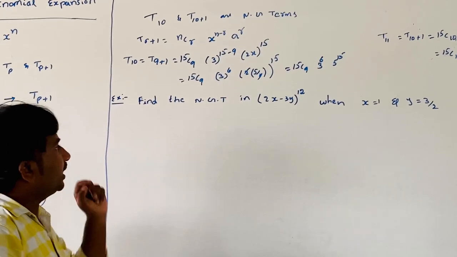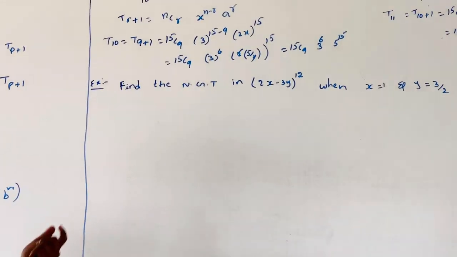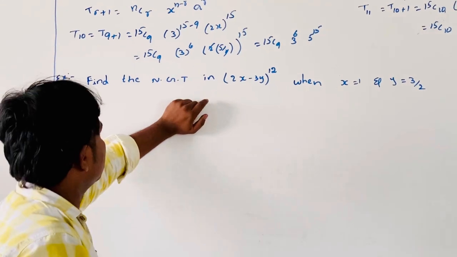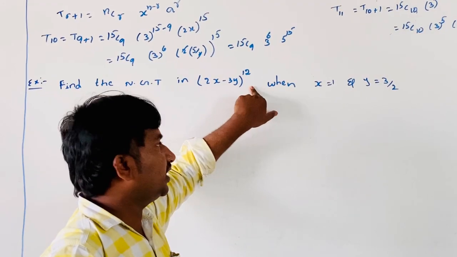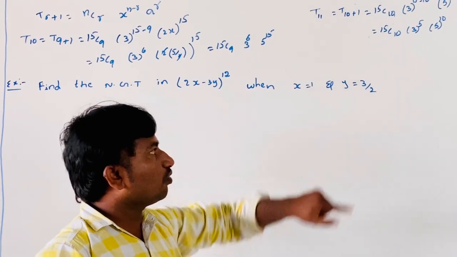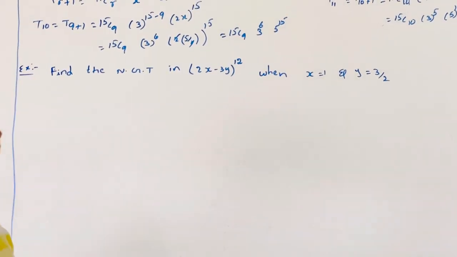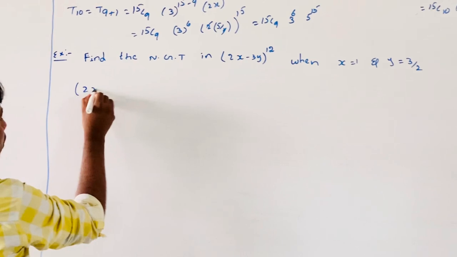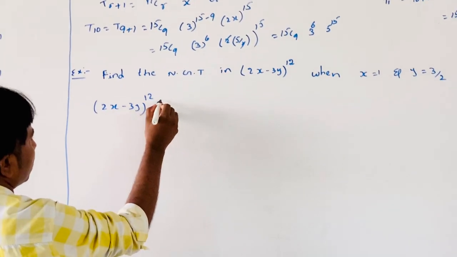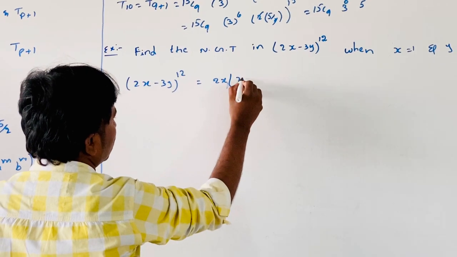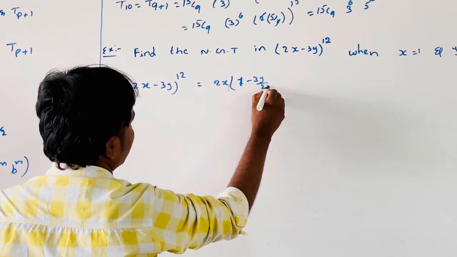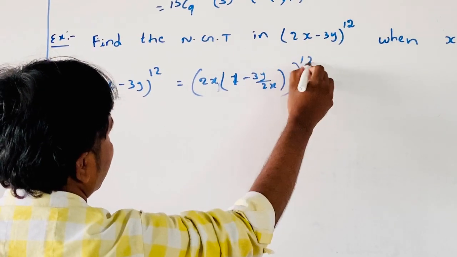Now, let me explain this concept with the help of another example. Find the NGT term in (2x minus 3y) power 15 when x is equal to 1 and y is equal to 3 by 2. Now, (2x minus 3y) power 15. I am taking 2x as common: (2x) power 15 into (1 minus 3y by 2x) whole power 15.